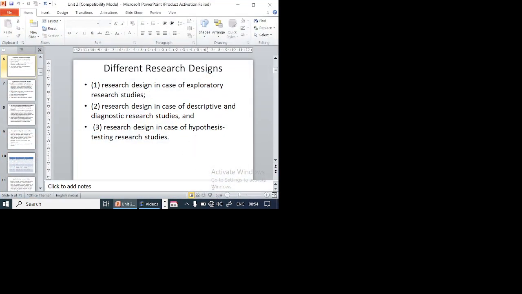So, the different research designs we are going to discuss today. There are three types of research designs we have already discussed. One is exploratory research studies. Meantime, if you want, you can write down the important points. The second one is the descriptive research design, which we have discussed many times. The third one is hypothesis testing based research studies.